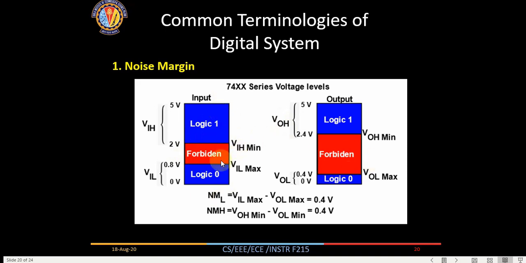Now, when you give inputs within this band, the output will be within this band. The output will be 0 to 0.4 volt for logic 0, and 2.5 to 5 volt for logic 1. That depends on the gate. If it is an inverter, if I give any voltage from 0 to 0.8 volt, the output will be anything between 2.5 to 5 volt. And if I give any voltage between 2 to 5 volt, the output will be anything between 0 to 0.4 volt. Is it okay?